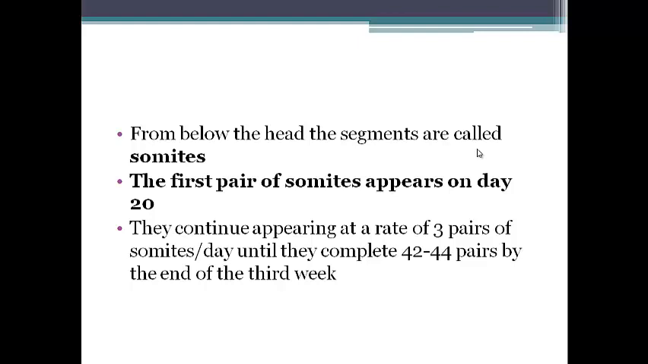Now the first pair of somites appears on day 20. So you have one somite on either side, appearing on day 20. And then they will continue appearing at a rate of 3 pairs, so that's 6 somites per day, until they complete 42 to 44 pairs by the end of the 3rd week.